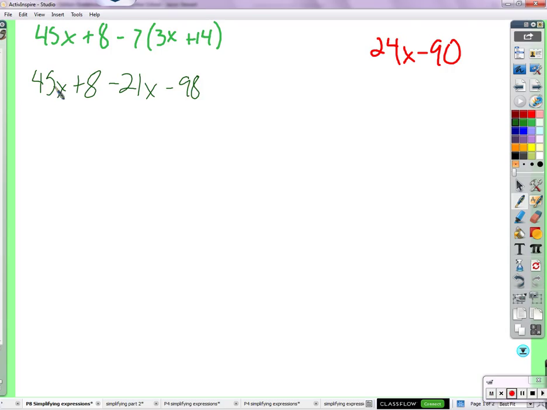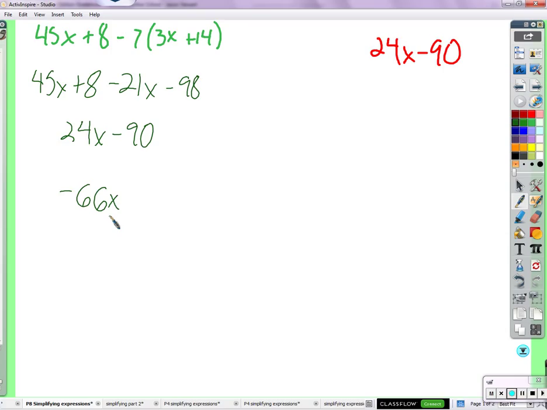Negative 98. All right. And then, okay, so we got 45x minus 21x is 24x. And 8 minus 98 is negative 90. Should I try and put these together? Someone besides Branson? Explain why 24x minus 90 is not, would this be negative 66x? Why is that not the case?